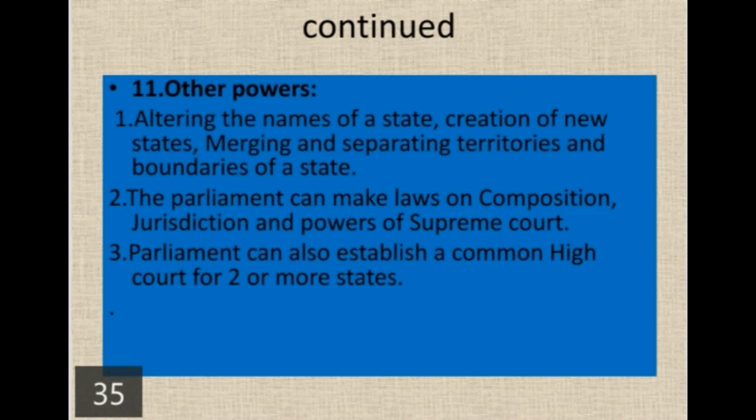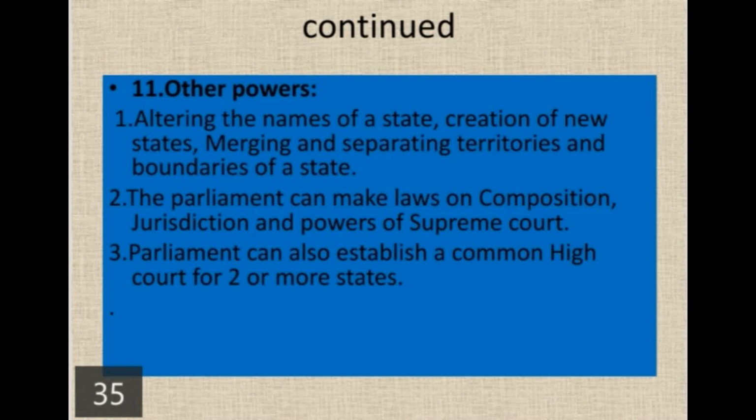And then the parliament can also make laws on the composition, jurisdiction and powers of the Supreme Court. That means usually there will be a Chief Justice and not more than 30 judges in the Supreme Court. In case the Supreme Court has more workload and needs extra judges, then by an act of parliament these extra judges can be provided to the Supreme Court.